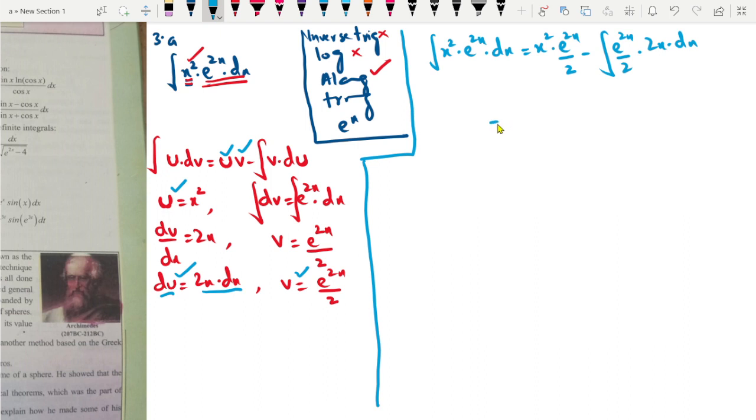So this will become x squared e to the power 2x divided by 2 minus, so this 2 is cancelled with this 2, so we have the integral of x e to the power 2x dx. Okay, so again we use here the integration by parts formula. Make one function as u and the other function as dv.